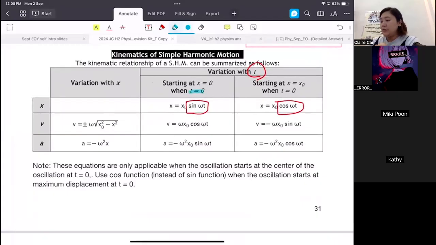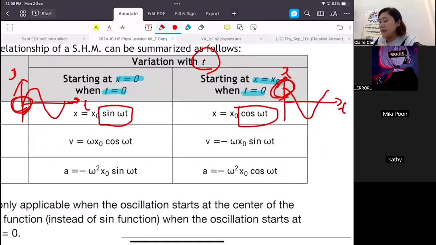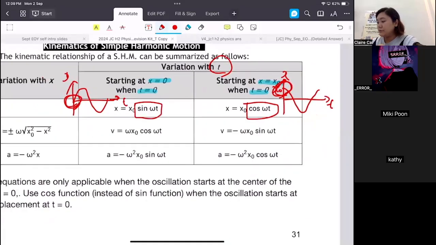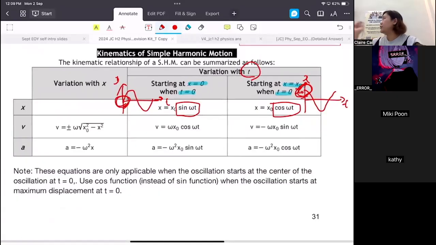If when t equals 0, x equals 0, you use a sine function. Why? If you sketch the shape, your sine function starts at 0. If when t equals 0, x equals x naught, then we change to a cosine function. Same thing, we look at this point: when t equals 0, your x is at maximum. Then for the others, we can just use differentiation to get the expressions.